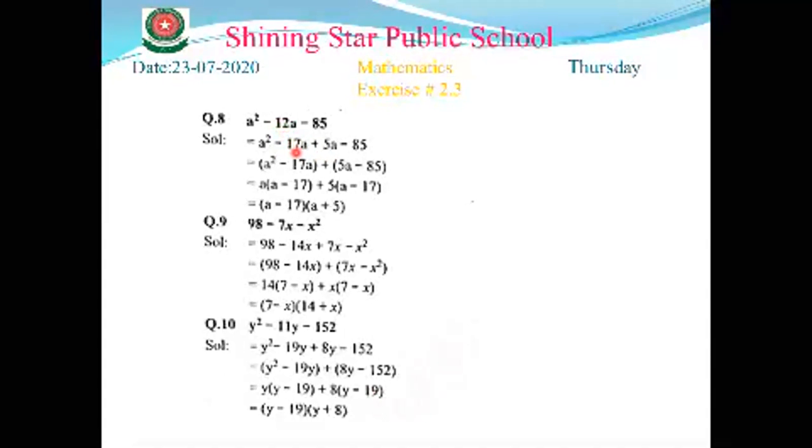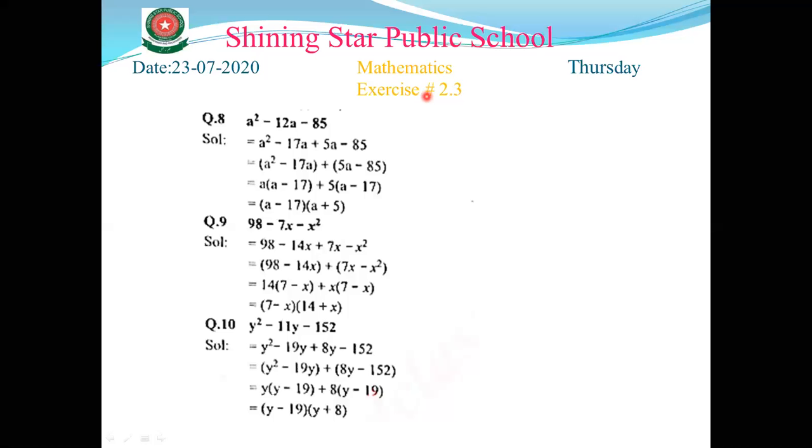Okay. Now combine the first two terms, last two terms again. From first two terms, we know that here is a square and here is a. So we take the common a from this bracket, we take the common 5. When we take the common 5, it becomes a. 5 7 is 85, so 17. Now a minus 17 multiply a plus 5, which is your required answer of the question number 8.